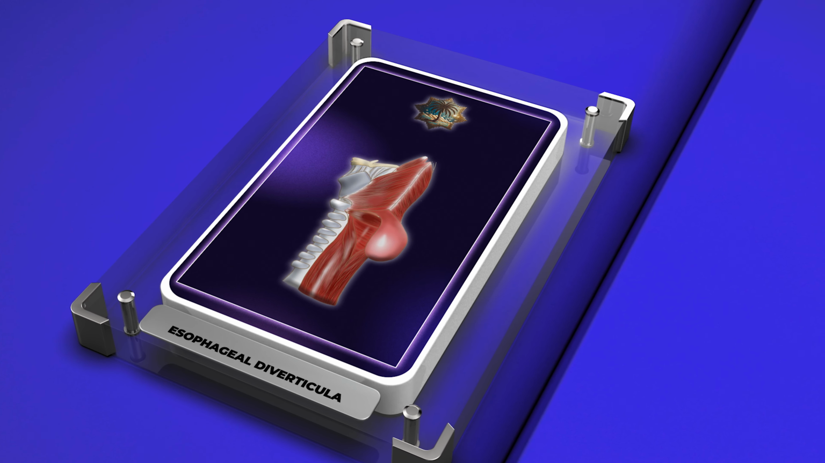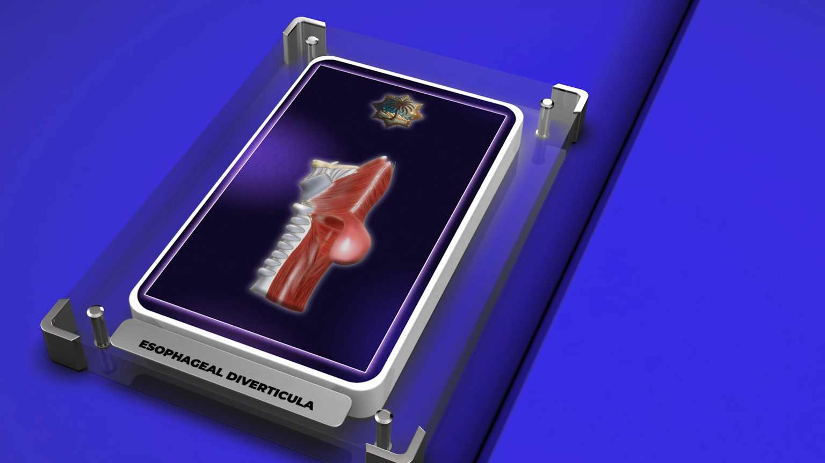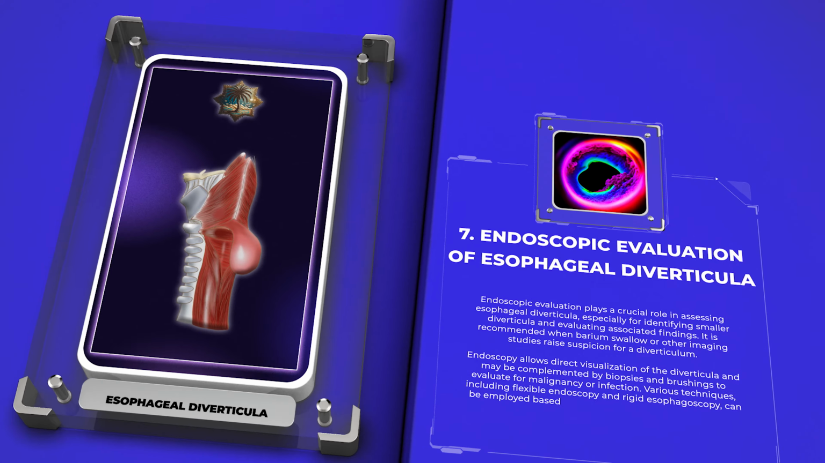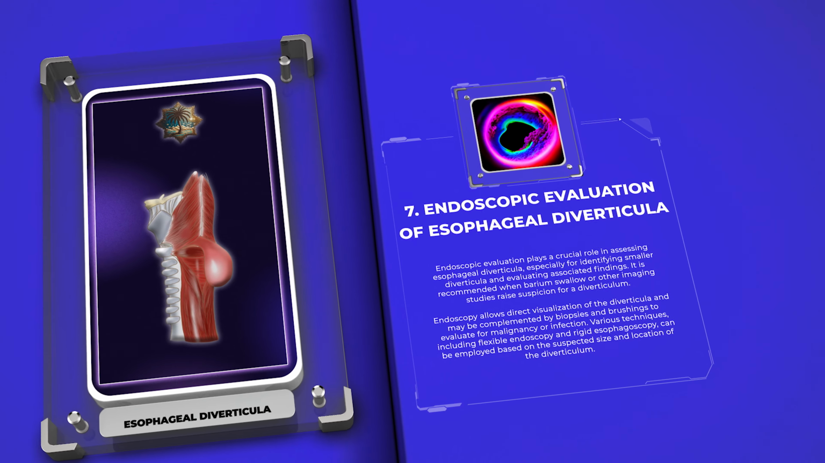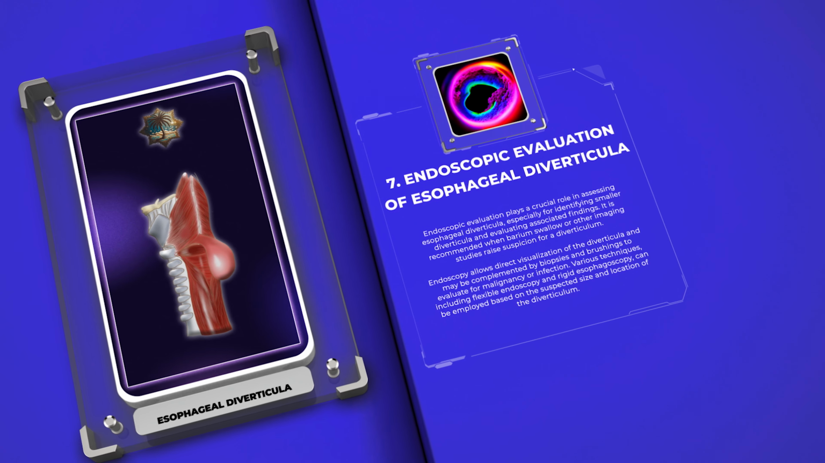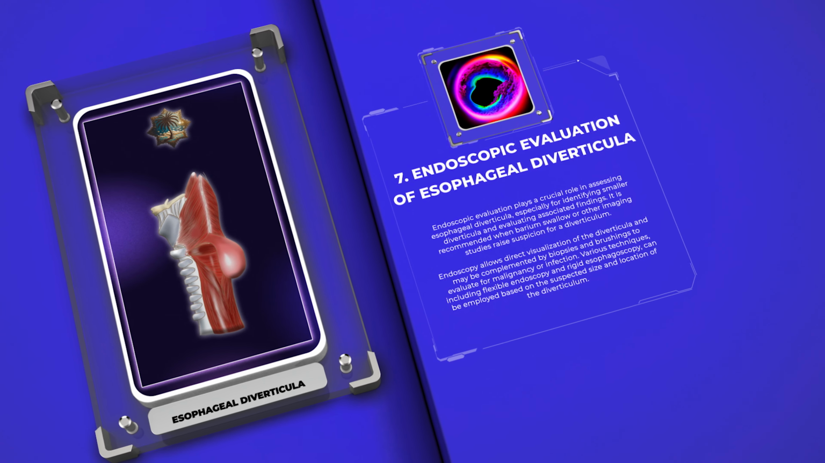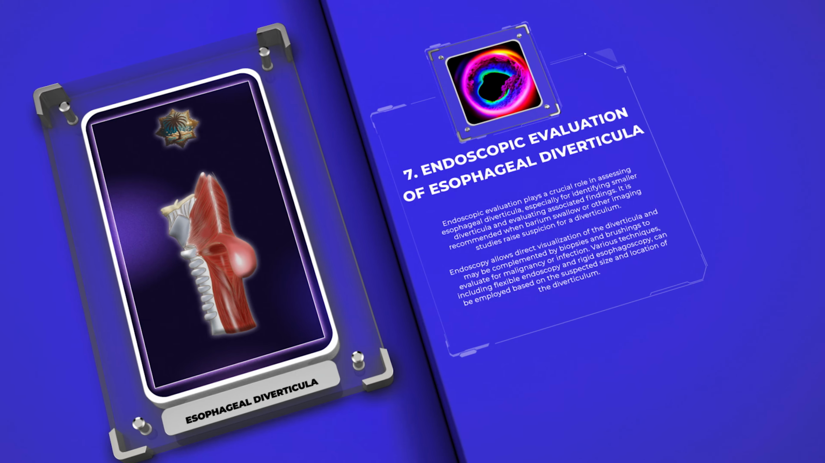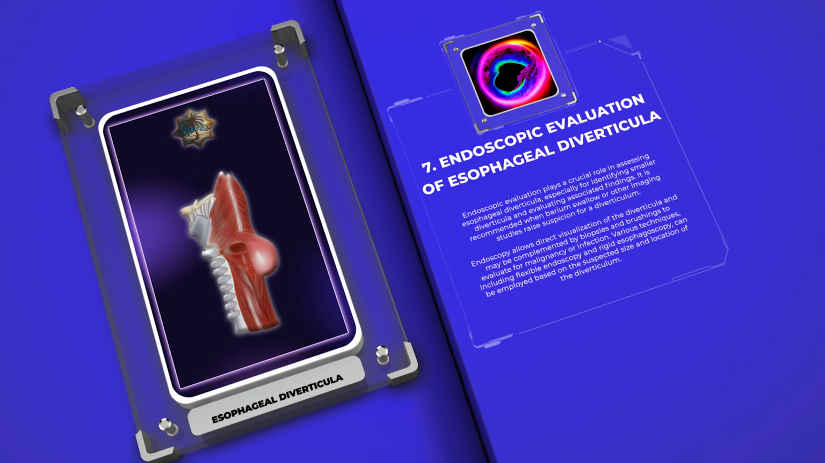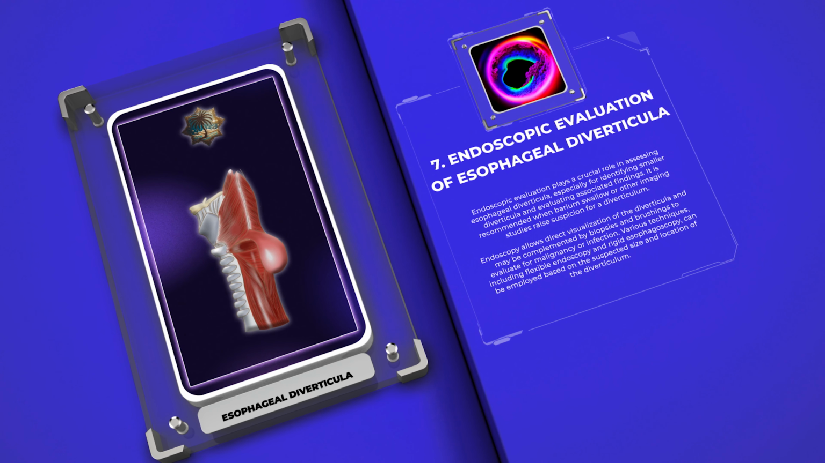Endoscopic evaluation plays a crucial role in assessing esophageal diverticula, especially for identifying smaller diverticula and evaluating associated findings. It is recommended when barium swallow or other imaging studies raise suspicion for a diverticulum. Endoscopy allows direct visualization of the diverticula and may be complemented by biopsies and brushings to evaluate for malignancy or infection. Various techniques, including flexible endoscopy and rigid esophagoscopy, can be employed based on the suspected size and location of the diverticulum.